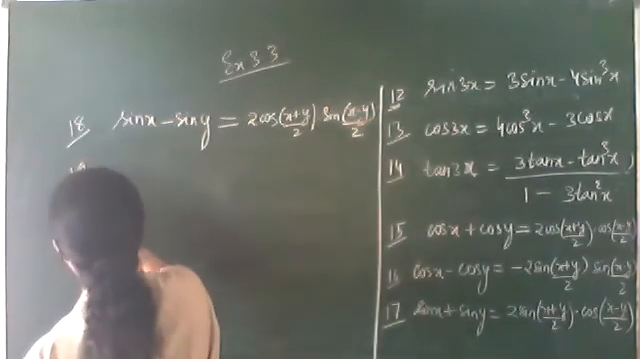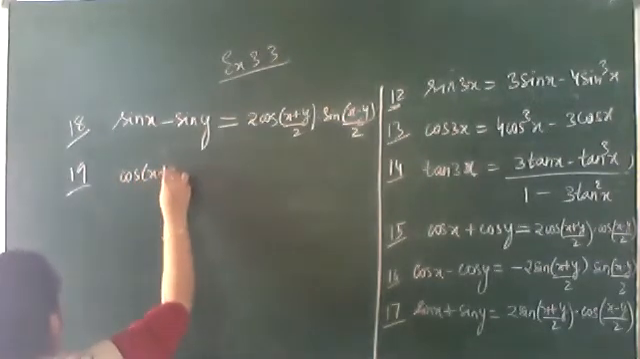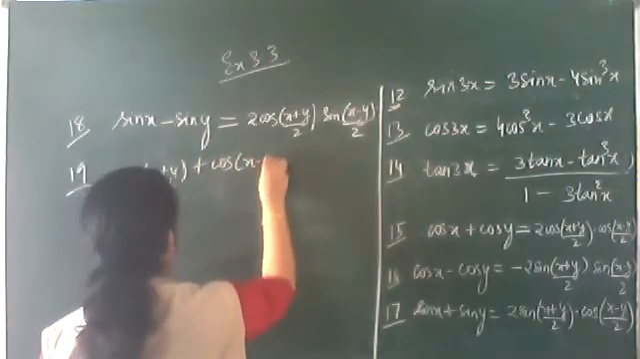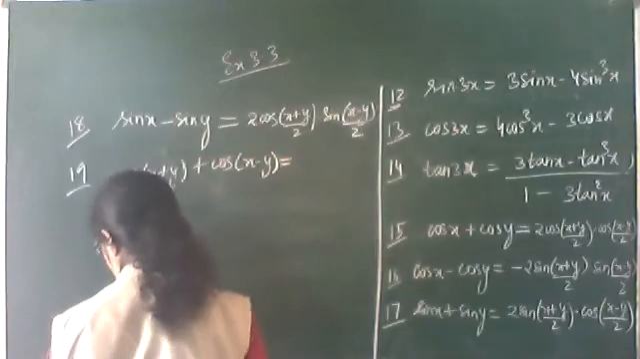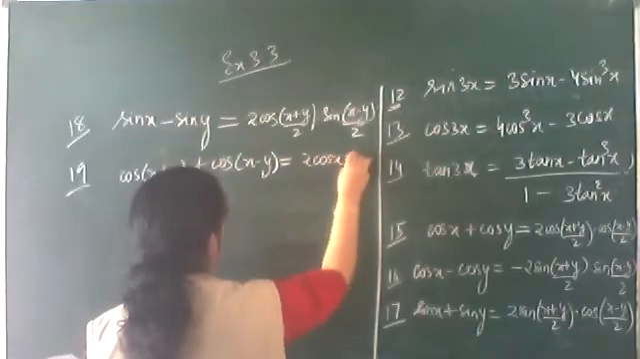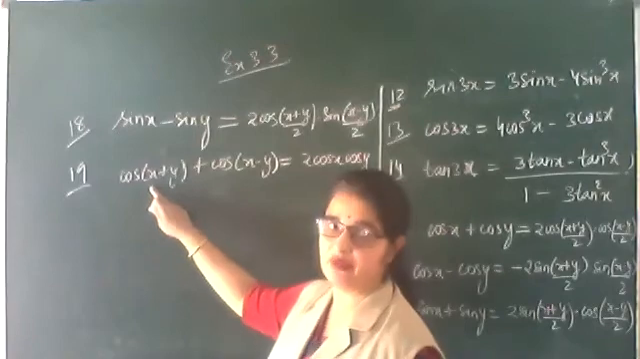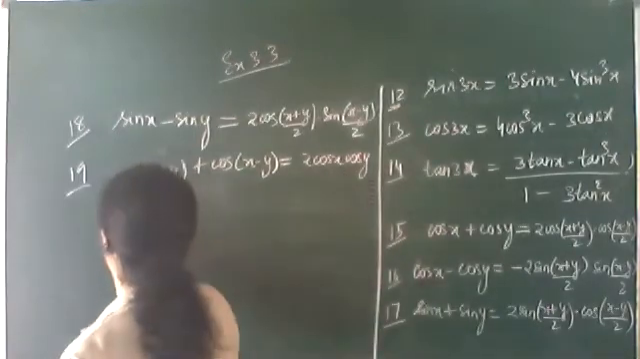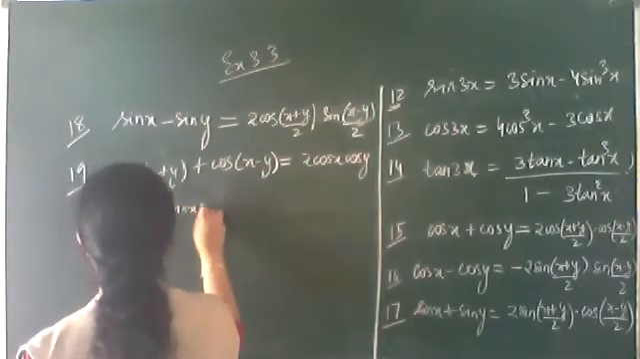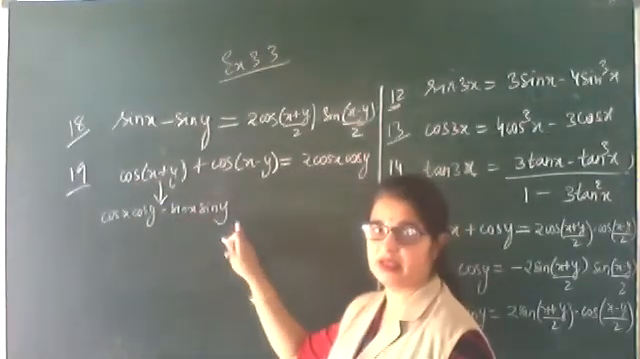Then 19th formula, cos of x plus y plus cos of x minus y is equal to 2 cos x cos y. Now again, how have you got this formula? You know the formula of cos x plus y. What is cos x plus y? Cos x cos y minus sin x sin y.